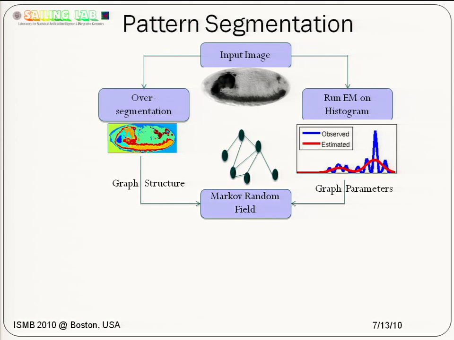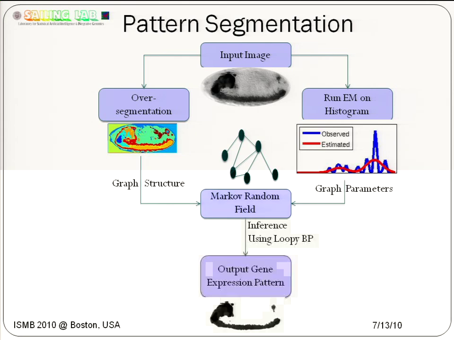Now that we have the model, we use belief propagation to do inference. And so the Markov random field tells you what parts of it have gene expression, and that's for background. The background is set to 0, 2.